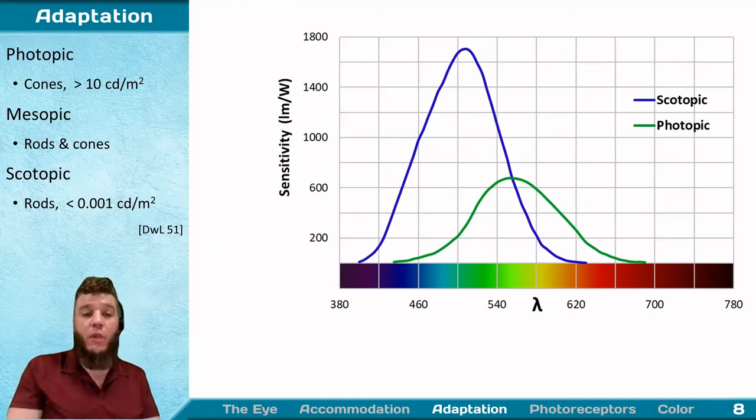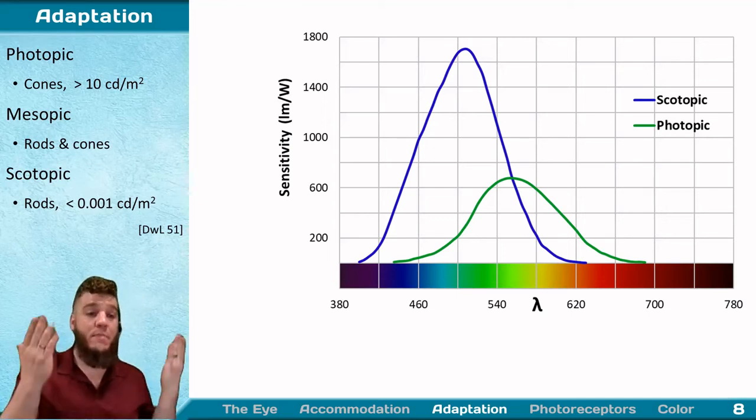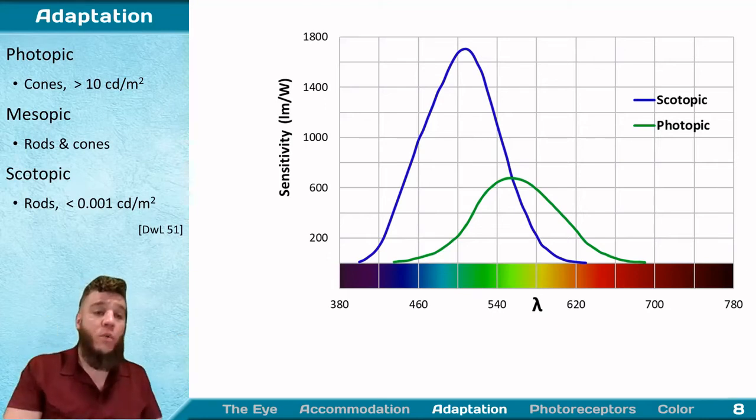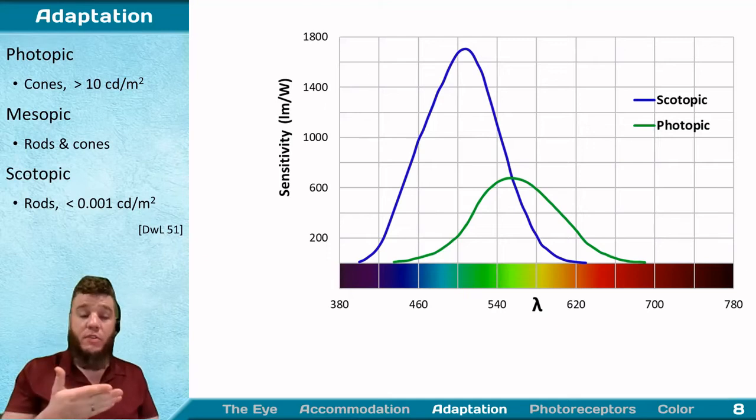Much more common low light levels are actually going to be in the mesopic visual range, which is where you are using a combination of your rods and cones to see with.